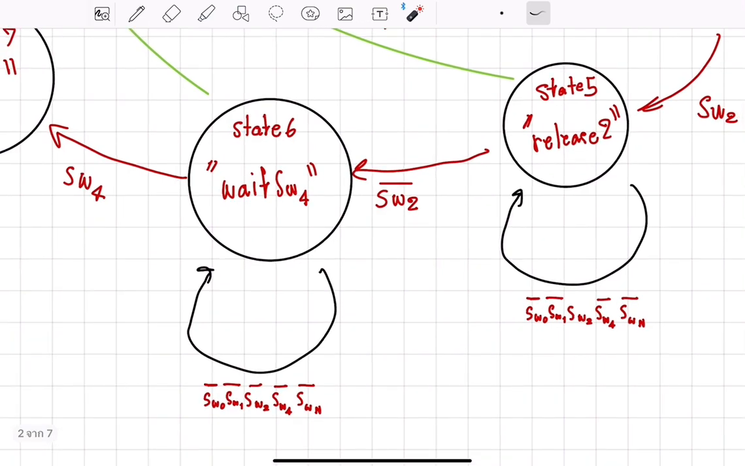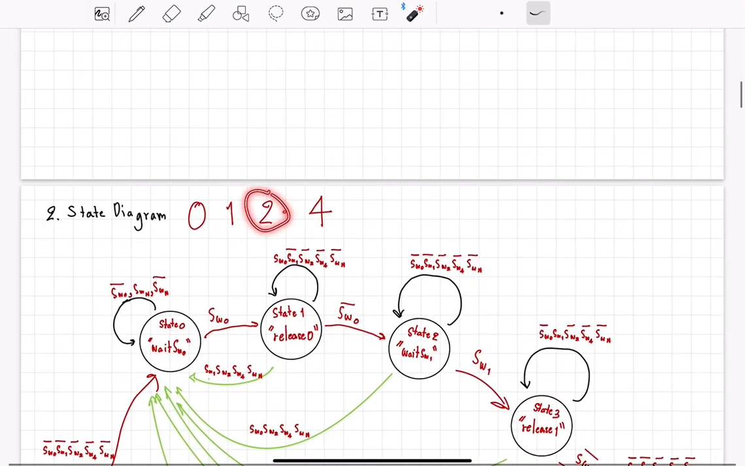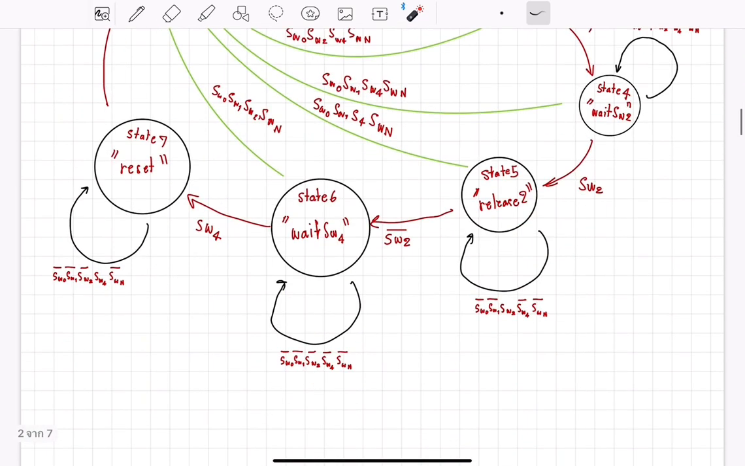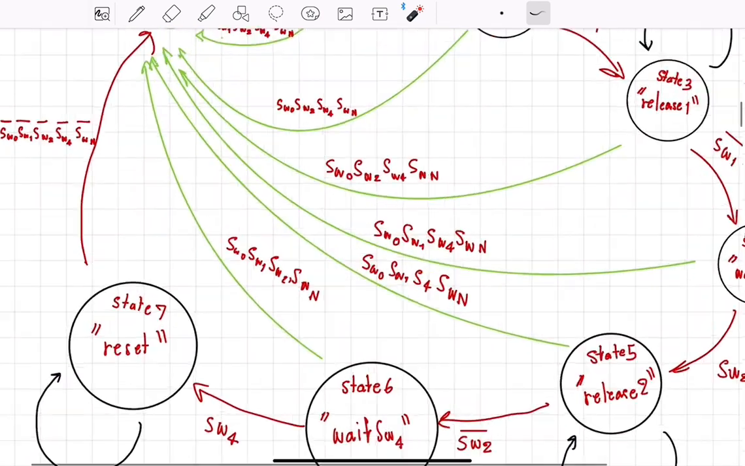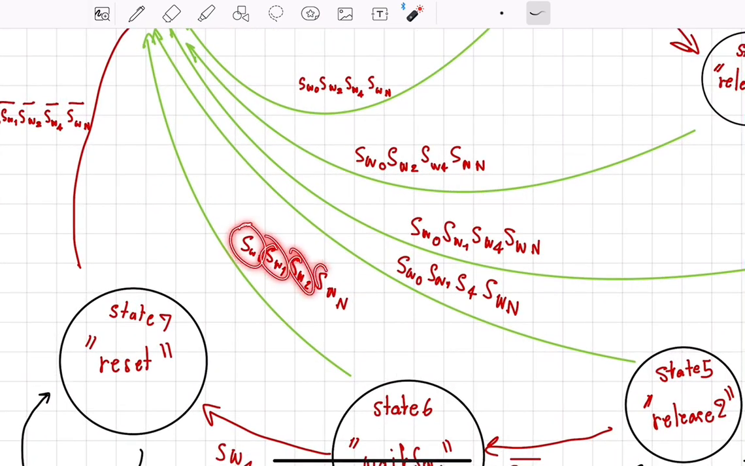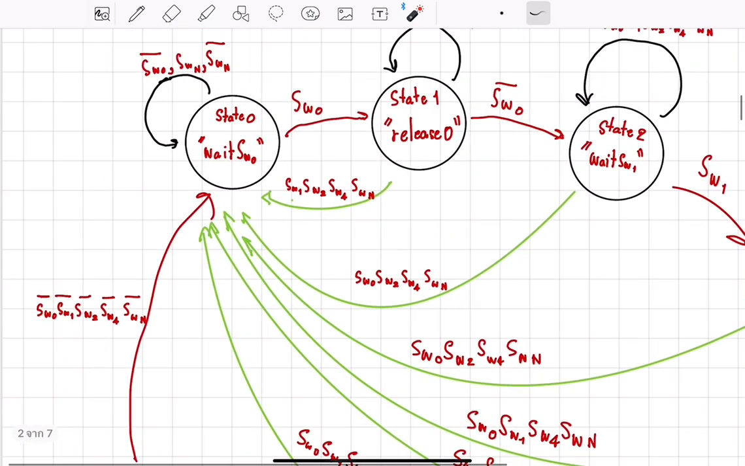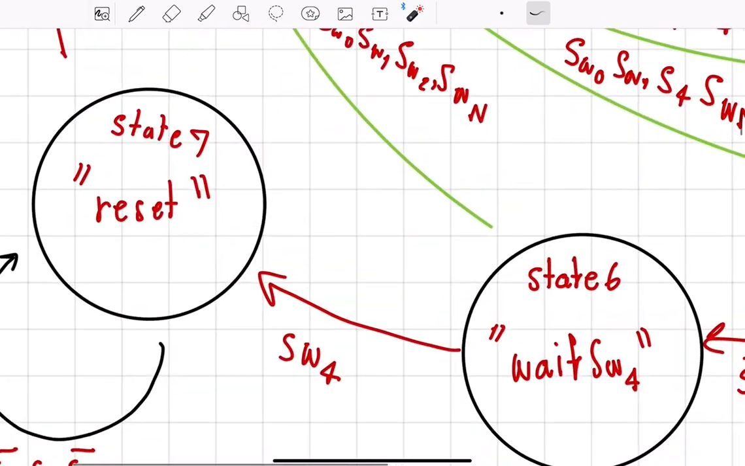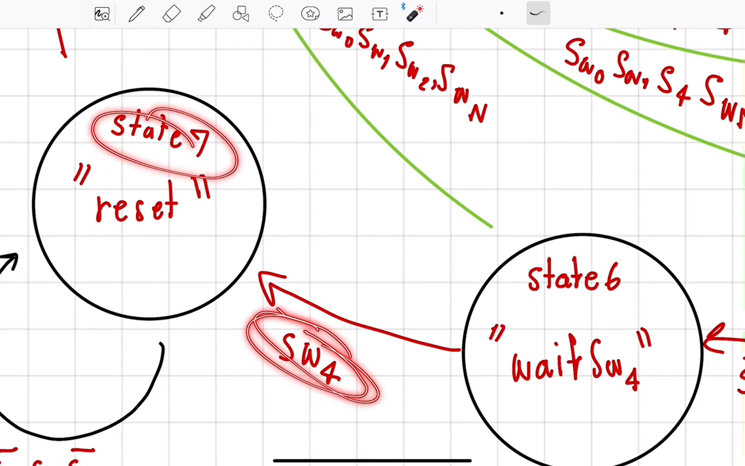State 6 means wait for switch 4. Switch 2 goes to 4. Wait for 4 means I don't push any switch, it keeps working again in state 6. If I push switch 0, switch 1, switch 2, switch N, it goes to state 0, which means reset. I push switch 4, it goes to state 7.